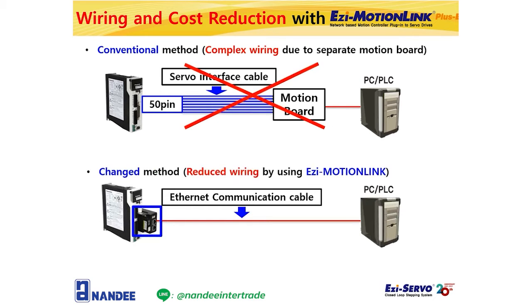With this, you can remove the complicated wiring bundle from the AC servo to the motion board. By using EZ MotionLink, a 1-axis motion controller, the customer can use 5-axis AC servo with only an Ethernet communication cable without a separate motion board. You can control these with the API that FASTECH provides.